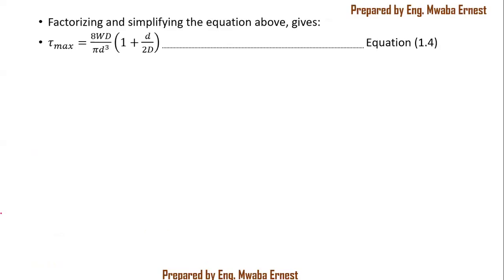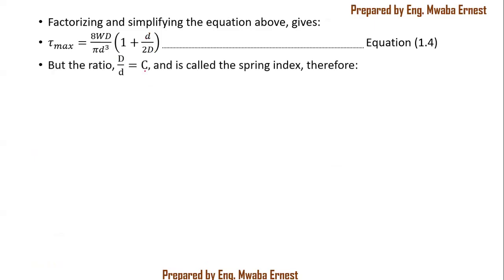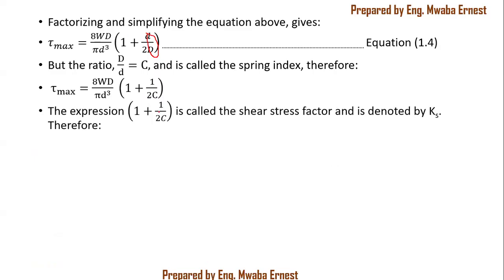So if you go ahead and factorize 8WD over pi d cubed, you have 1 plus d over 2D. Now, to make our life easier, this D over d, the spring index, can be represented by letter C because it's a constant. So that being the case, you will notice we'll have 8WD over pi d cubed, then 1 plus 1 over 2C. So it means these two are already taken care of by letter C, and we are good to go.